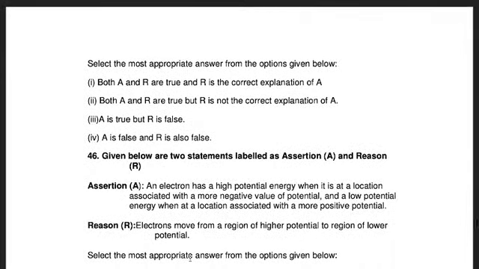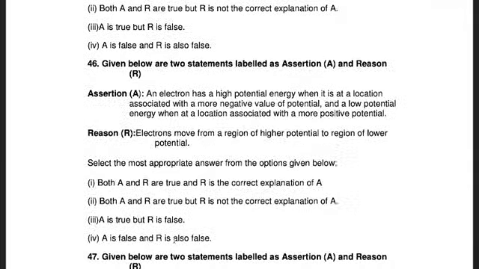Question number 46 is also an assertion-reason question. Given below are two statements labeled as assertion A and reason R. Assertion A: An electron has a high potential energy when it is at a location associated with a more negative value of potential, and a low potential energy when at a location associated with a more positive potential. Reason R: Electrons move from a region of higher potential to a region of lower potential. Select the most appropriate answer from the options given below.